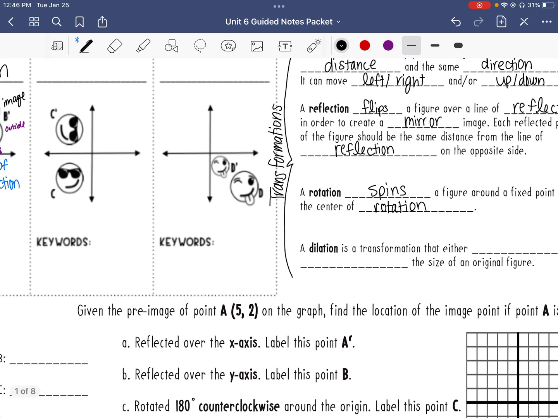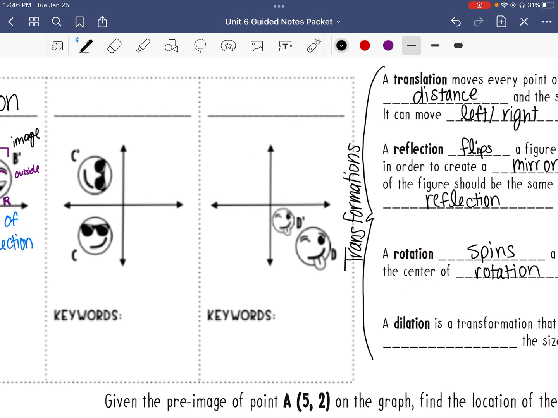So let's dive into that one a little bit more. Let's come over here. So we want to label this as our rotation. And I also need you to label your image and your pre-image.